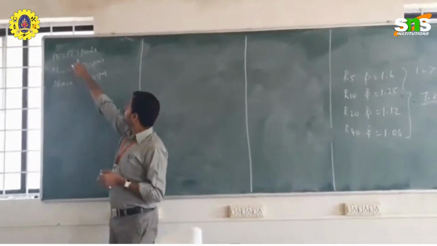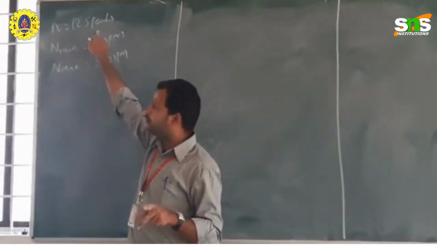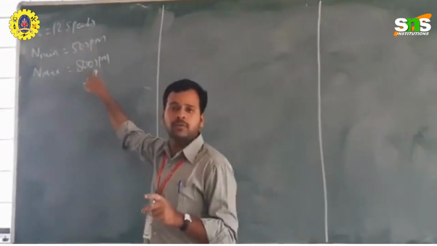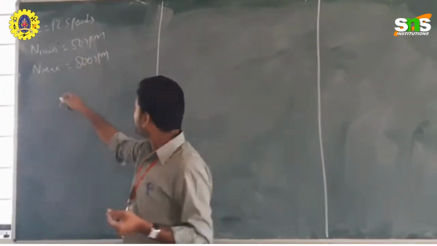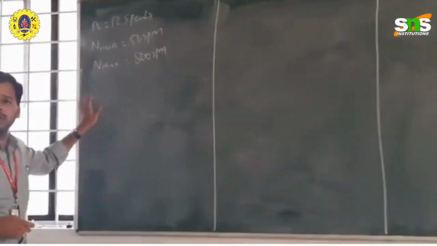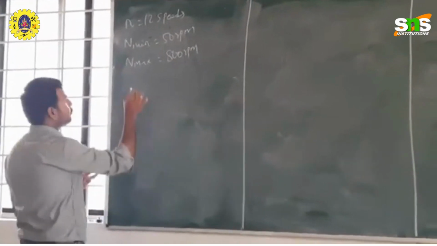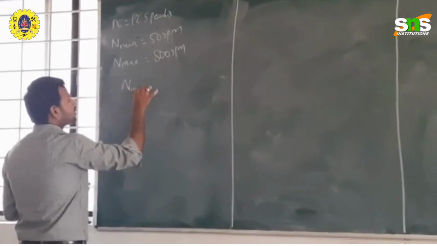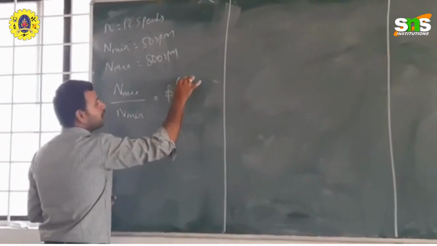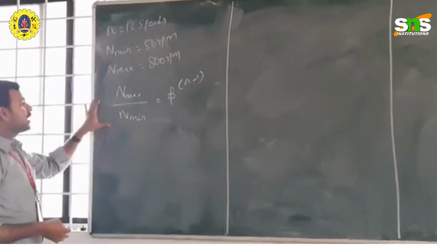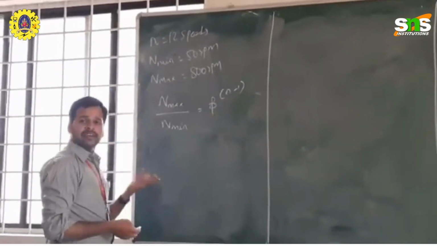So N is equal to 12 speed gearbox, directly given. In the range between 50 to 800 RPM, we consider N minimum and N maximum. Okay. So now we want to go to the progression ratio or step ratio. What is the formula? N maximum divided by N minimum is equal to psi to the power N minus 1. All the data is available in our given data, so we can directly calculate our psi value.